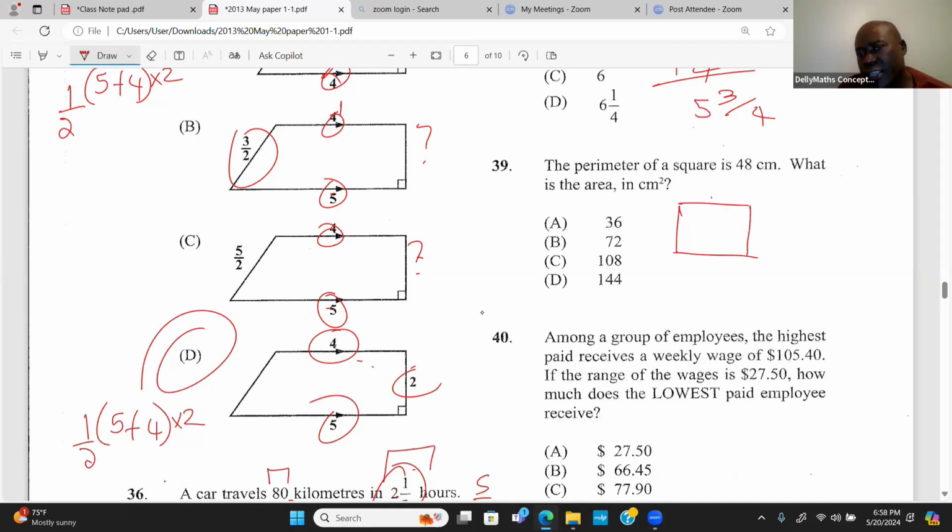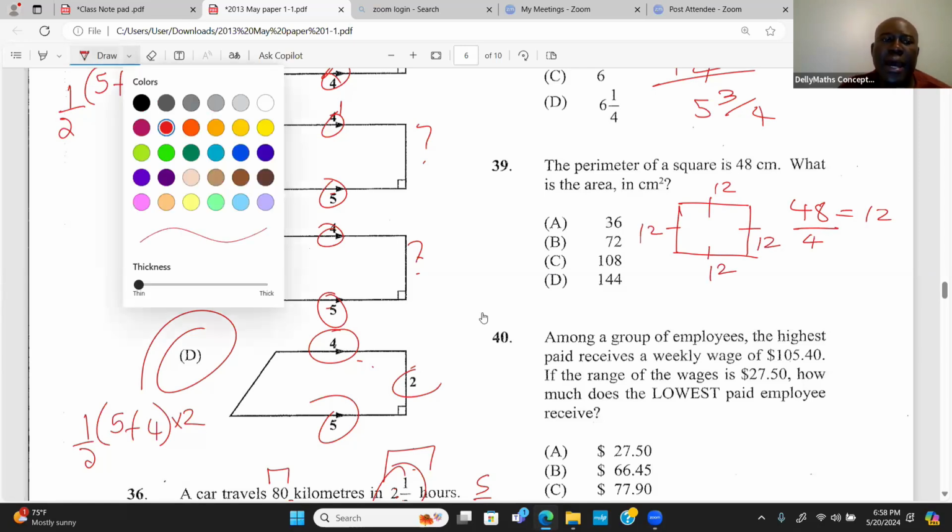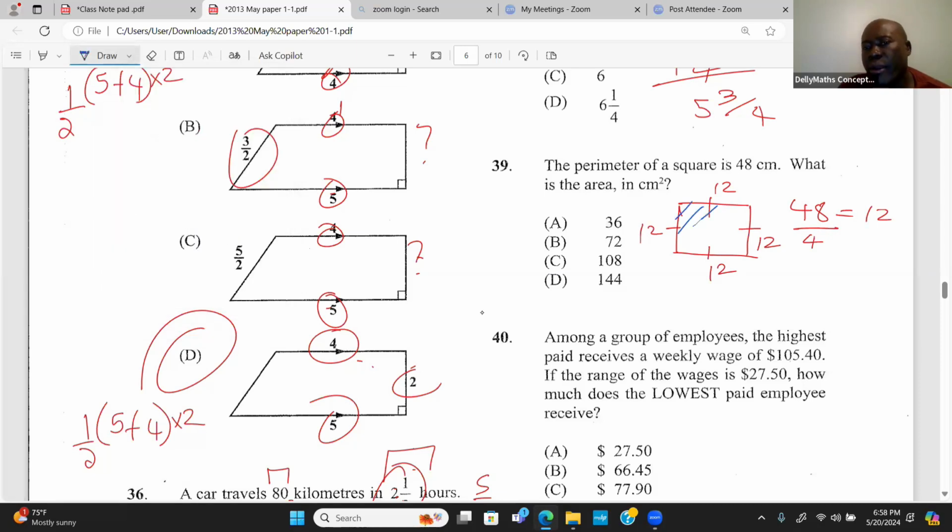Now a square is suggesting that all the sides are equal in length, which means that this 48, if I divide it up into 4 equal parts, I'm going to get 12. That means this is 12, this is 12, that's 12, and that's 12. Now, if I'm asked to find the area of a square, I need to remember what area has to do with. Area is length times the length, which is going to be 12 times the 12. And 12, 12, based on our timetable, is 144.